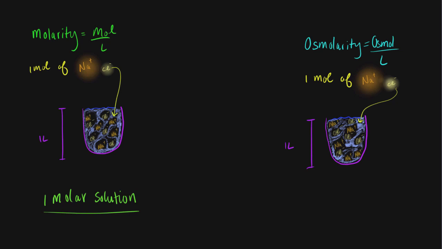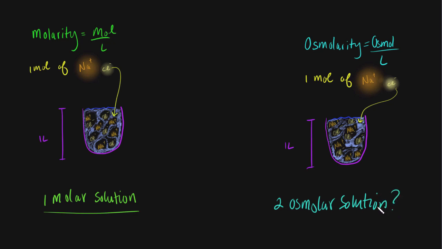Over here, and you probably see where I'm going with this by the way I'm setting this up, if we put in 1 mole of sodium chloride into 1 liter, and then I ask you about osmolarity, it turns out it's going to be a 2 osmolar solution.